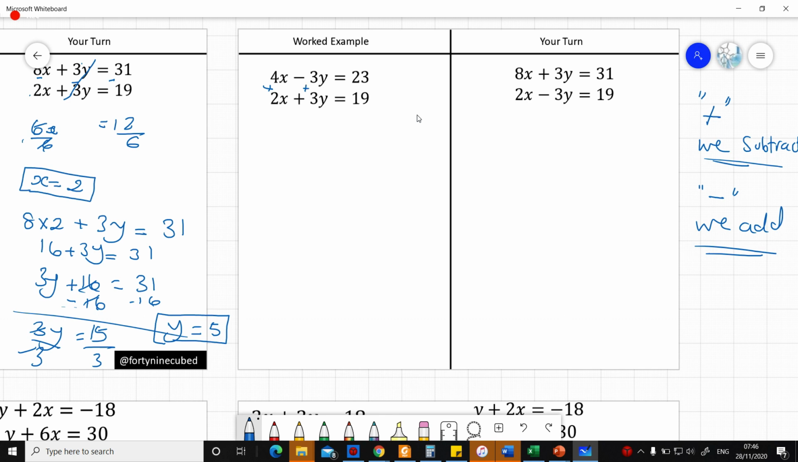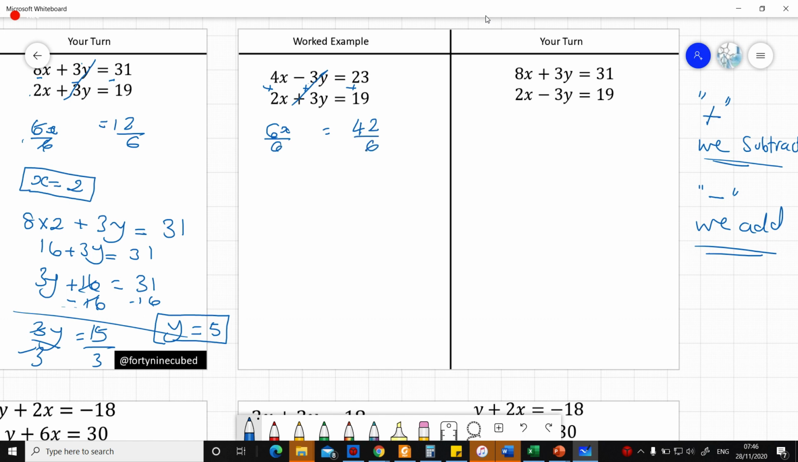Here the signs are different, so we must add in each one. Because minus 3 add 3 cancels out. You see why we have to add? Because if we subtract, we're going to get minus 6y. But in your calculator, if you do minus 3 add 3, we get 0. Now 4 add 2, that's easy. 4 add 2 is 6x. And 23 add 19 is equal to 42. Now we have 6x equals 42, so we just divide by 6.